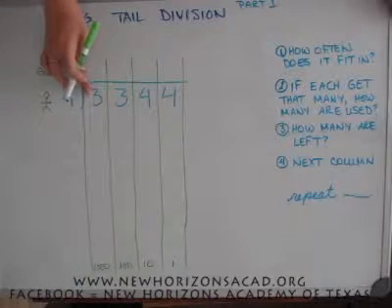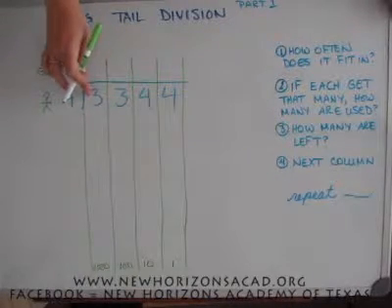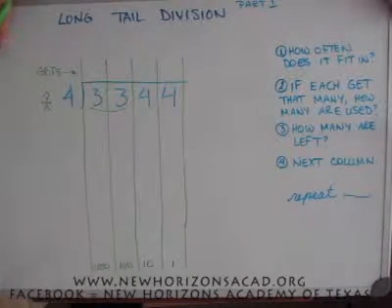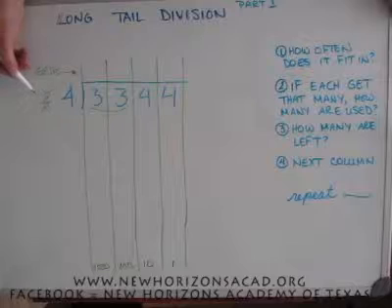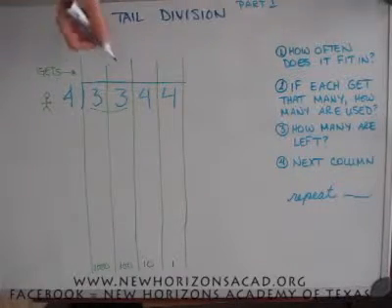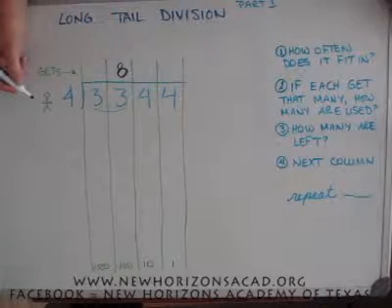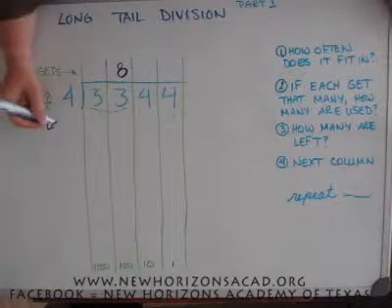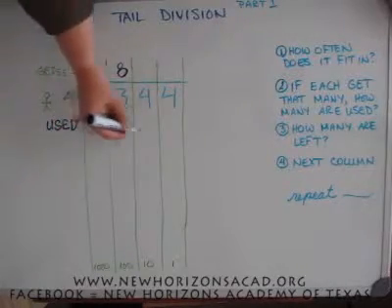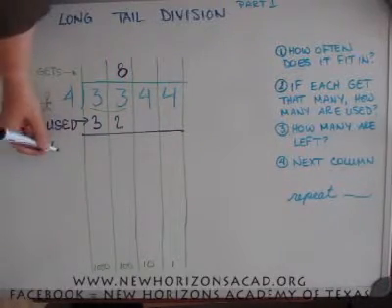You start with, in this case, your thousands. I can't use 3,000, so I'll make them into hundreds. I have 33 hundreds. My first question is, how much do each of these 4 people get? Well, each of these 4 people are going to get 8. If each of these 4 people got 8, then how many were used? That goes here. And how many are left?